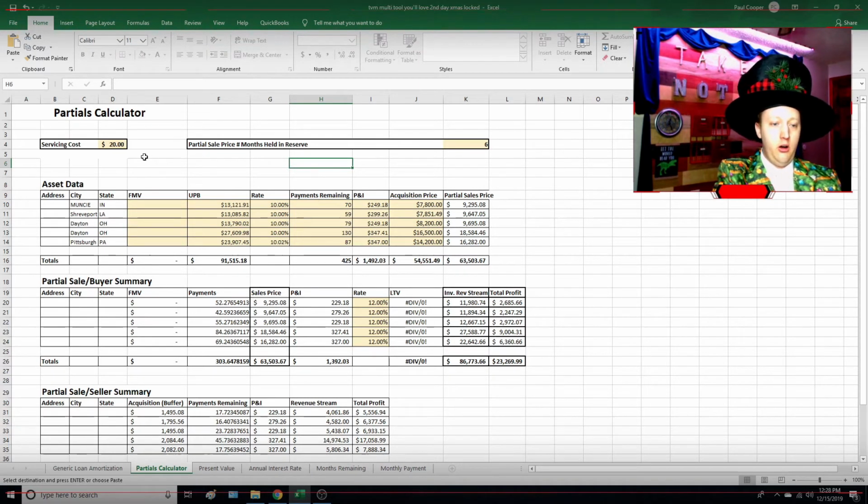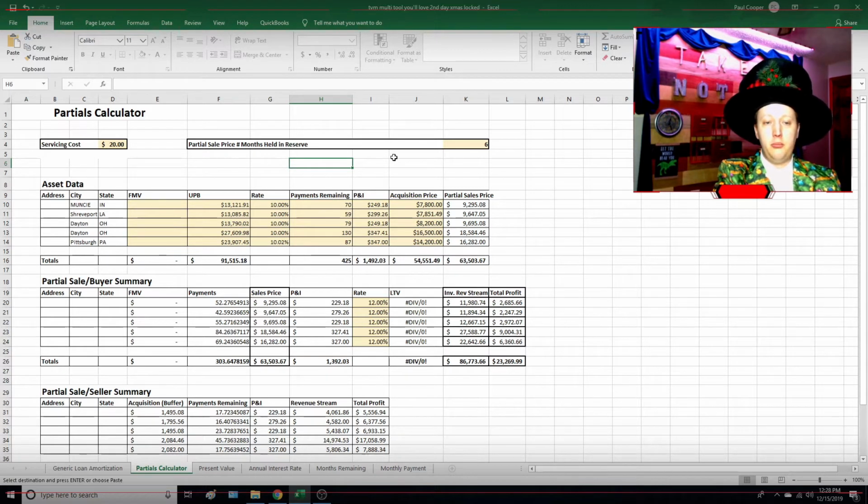So starting off here, all of the spaces that have this kind of peach color, those are the areas for inputs. This area here, the address, city, and state, you can input into those and it's not going to change anything, it won't affect the values or any of the calculations. So that's just for your own bookkeeping purposes, so you can keep things straight. The servicing cost is how much it would cost each month to service the loan. So you can put that in there to help you do some calculations.